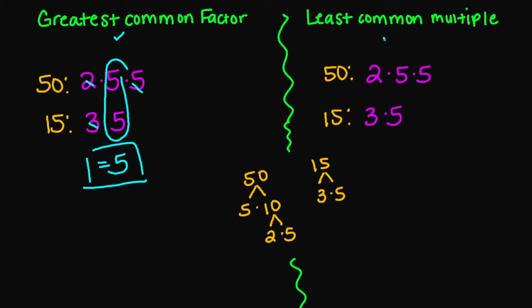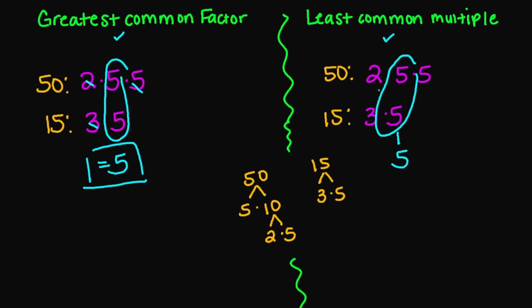For my LCM now, we're going to include all numbers, but we need to know how many of the numbers we're going to include. So we have a 5 here. I have a match right here. I'm going to write this 5 one time. The other numbers, I do not have any other matches.